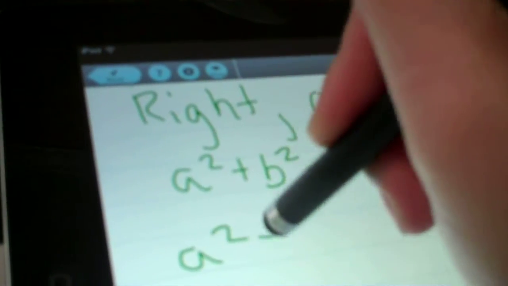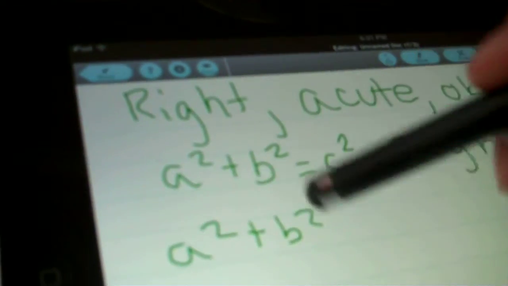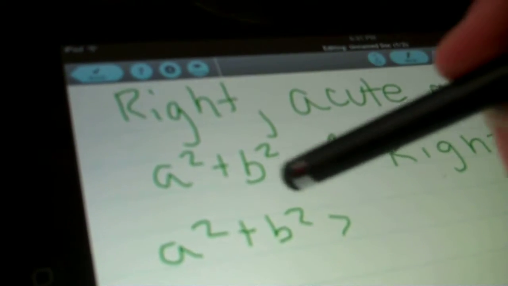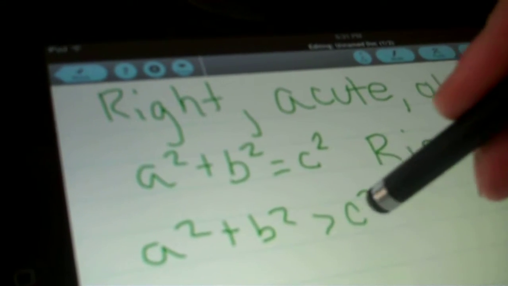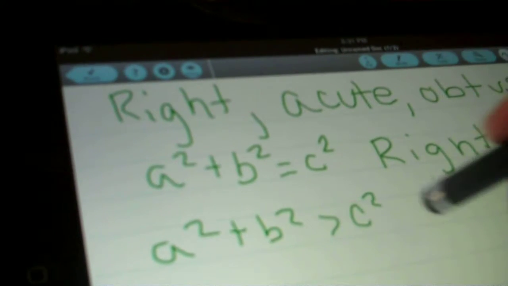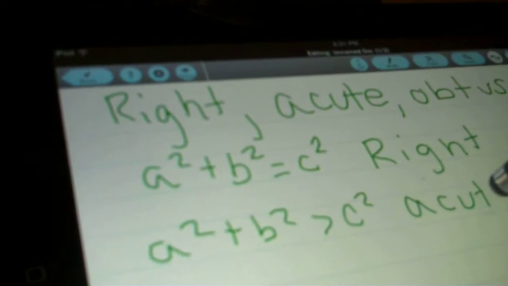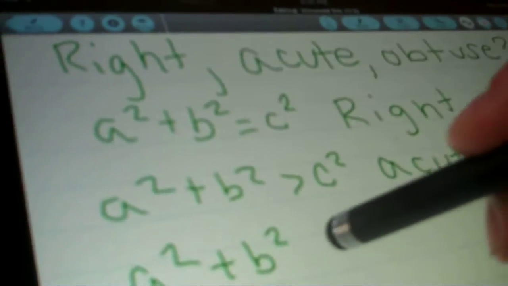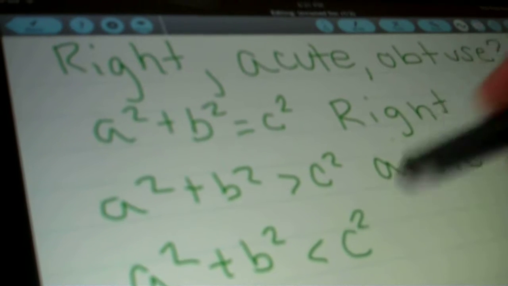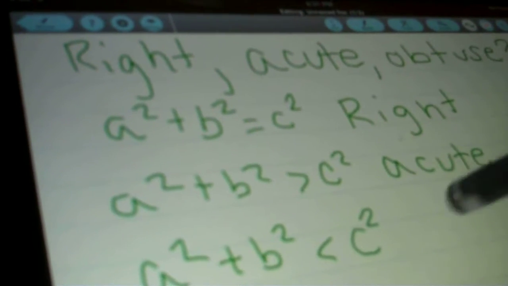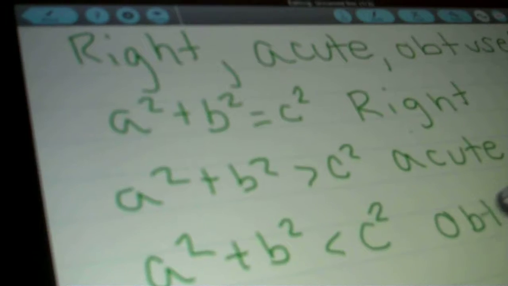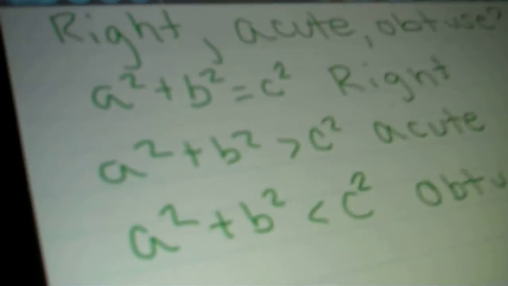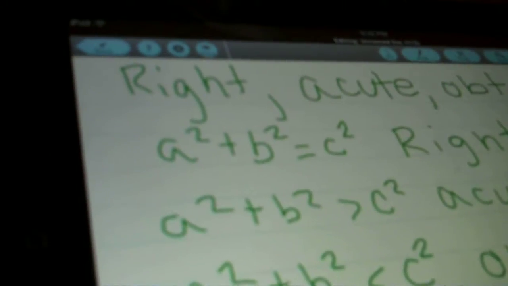If it's acute, when you plug in your two smaller numbers for your a and your b, after you add them together, they're going to end up being bigger than your big number squared. All right, so it's a little bit counterintuitive because usually when we think of acute, we think small. And the opposite of that, if when you add up your two smaller numbers after you square them, it's less than your hypotenuse or the big number squared, then you'll end up with your triangle being obtuse. All right, so let's see this in action.